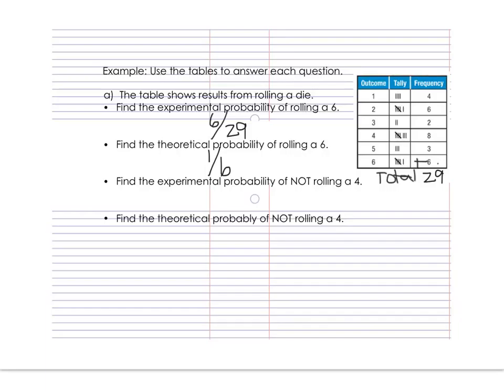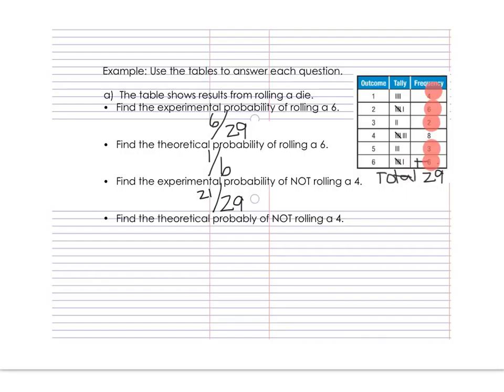Now let's take a look at what's the experimental probability of not rolling a 4. So how many times did I not get a 4? So I'm going to think about adding up all of these numbers that were not a 4. So I'm going to give you guys a minute to go ahead and do that. And hopefully you guys ended up with that there were 21 times that we did not get a 4. Again, there were 29 total rolls. So here's our experimental probability, what really happened when we did the experiment. 21 out of 29 times, we did not get a 4.